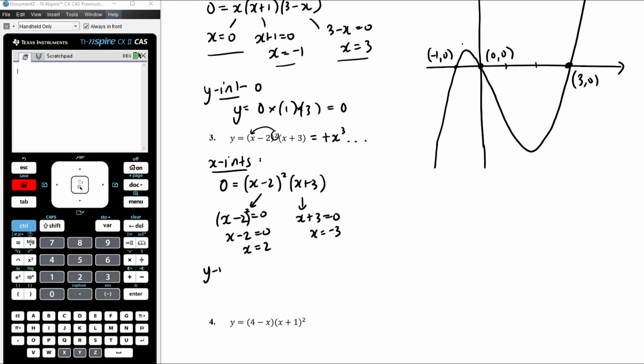All right, so y-intercept, we can work that out while we're here. Y is going to be -2 squared times +3, so that's 4 times 3, so it's going to be at 12. Okay, so let's think about this.